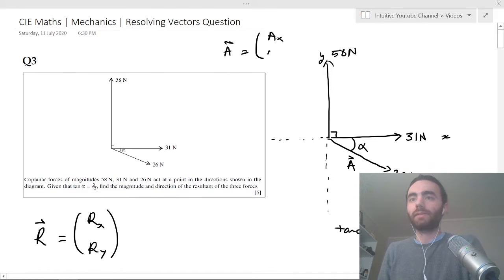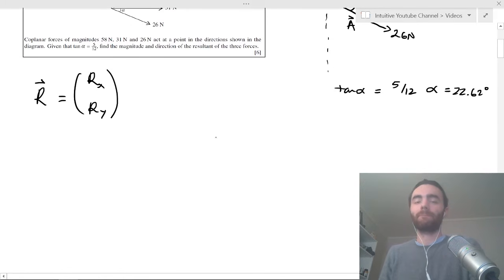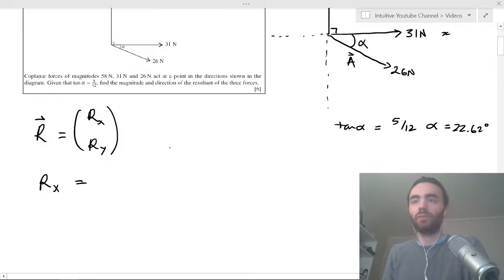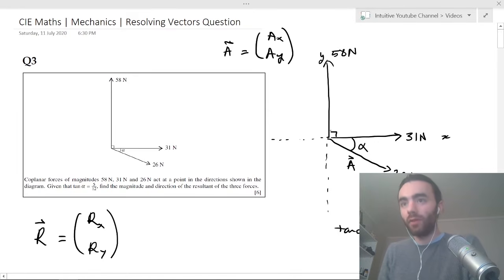So this is your AX and your AY. Okay, so what we can say here is that the X component of the resultant vector is going to equal the X component of this vector plus the X component of this vector plus the X component of this vector.